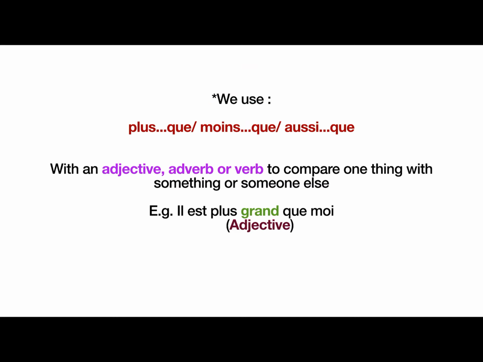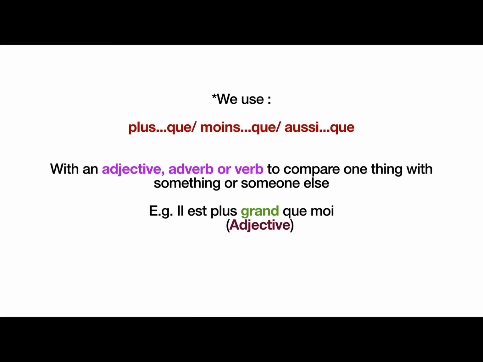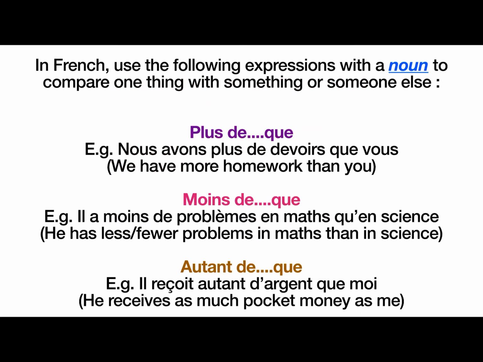So grand, we're using an adjective between plus que. Okay, hope you're okay with that. Now, you may also come across these expressions, plus de que, moins de que, and autant de que. Now, we do sometimes use these in our opinion questions. We use plus de followed by que when you have a noun in between them. Our previous expressions were used when you had an adjective in between them. If you use plus de followed by que, then we slot in a noun.